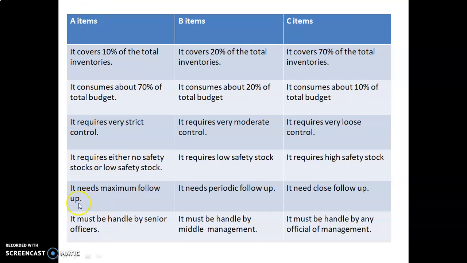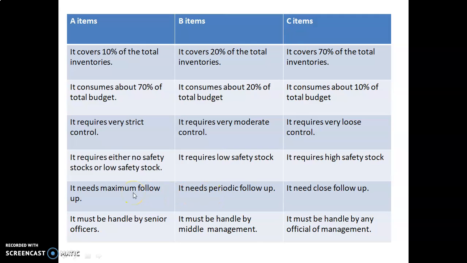A items need maximum follow-up, B items need periodic follow-up, and C items need close follow-up. A items must be handled by a senior officer, B items must be handled by the middle management, and C items can be handled by any official management.